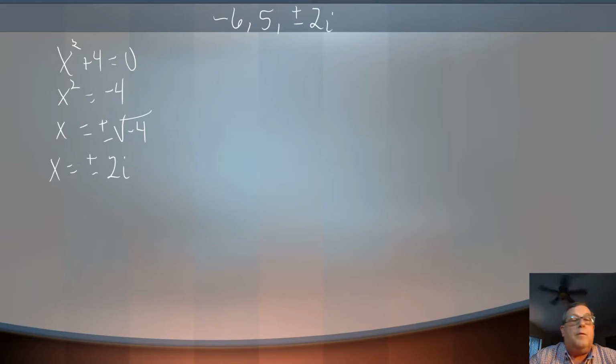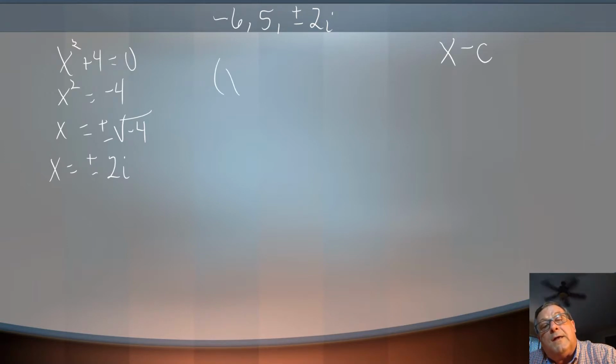Now, remember when we're writing these as linear factors, our zeros take the form of x minus c. Let's do the a part first, where we write them as linear factors and irreducible over the reals. So if I plug in this negative 6 to x minus c and substitute negative 6 for c, then I've got a factor of x plus 6.